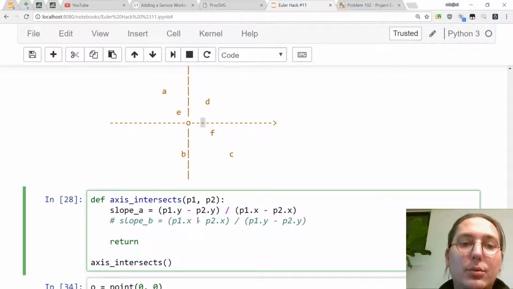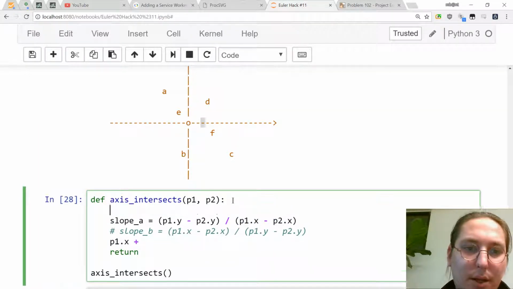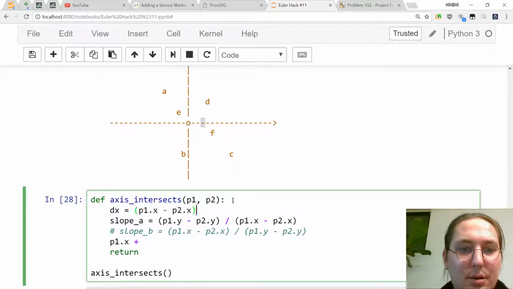So we're going to set off from one point, I guess P1, and then we're going to go this distance, I guess dx and dy.